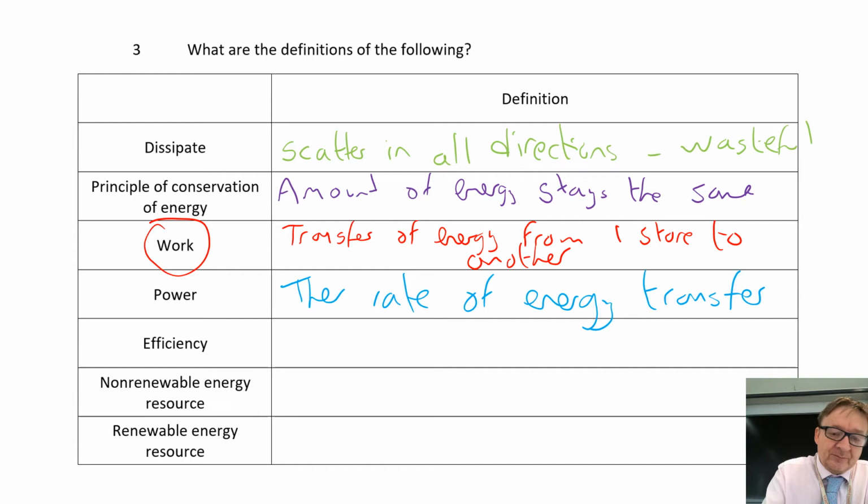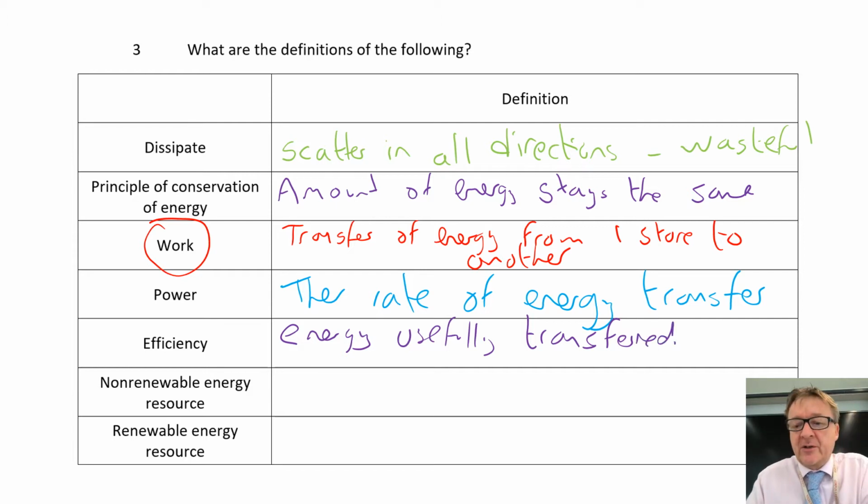Efficiency. It is the energy usefully transferred. Okay, so if you think about electricity going into a light bulb, what's the useful energy is the light, and the heat is then not useful. So efficiency is basically the percentage of energy that is usefully transferred into light.